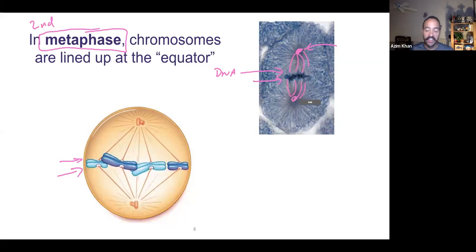But in case you're curious, the thing that's most prominent, because it's very dark, is the DNA. The chromosomes are lining up in the middle. So look for that. There's no real nucleus. It's gone away. But you see the DNA chromosomes lining up in the middle at the equator.